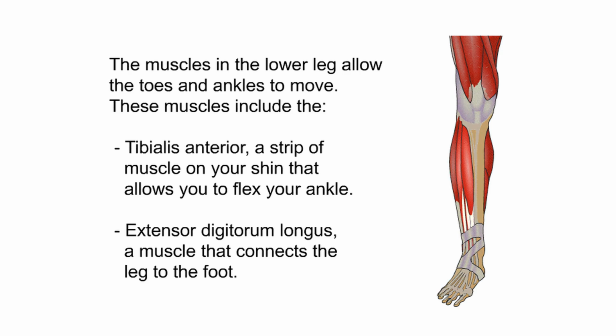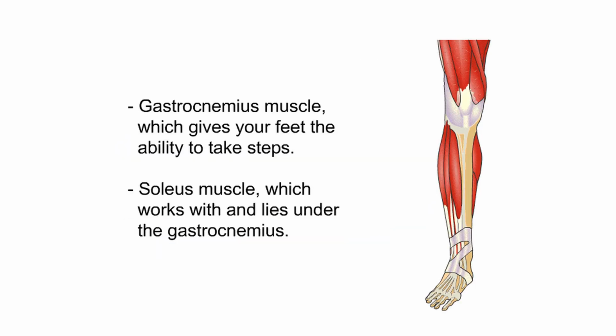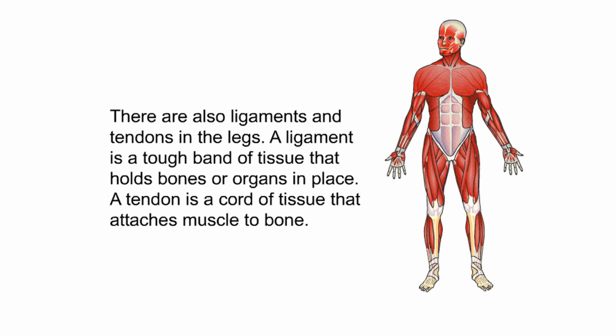These muscles include the tibialis anterior, a strip of muscle on your shin that allows you to flex your ankle; the extensor digitorum longus, a muscle that connects the leg to the foot; the gastrocnemius muscle, which gives your feet the ability to take steps; and the soleus muscle, which works with and lies under the gastrocnemius. There are also ligaments and tendons in the legs. A ligament is a tough band of tissue that holds bones or organs in place. A tendon is a cord of tissue that attaches muscle to bone.